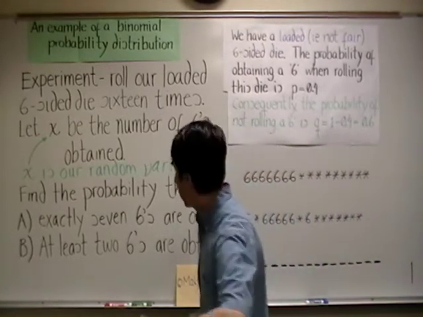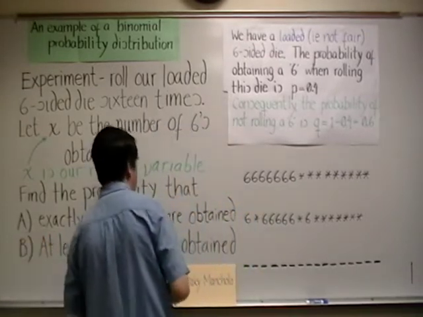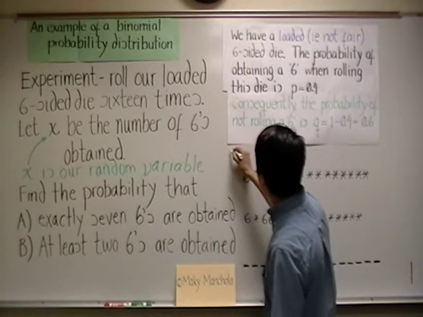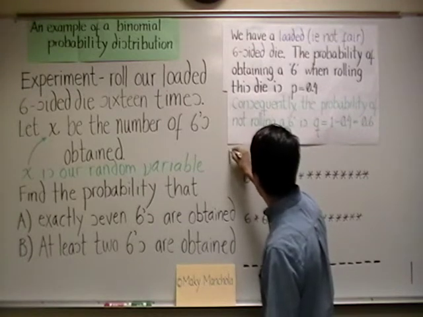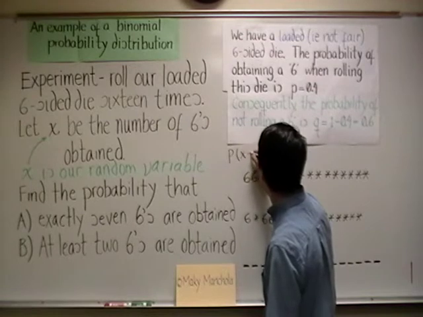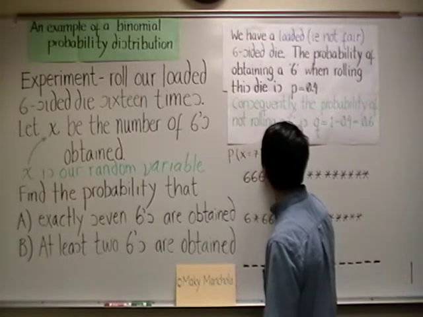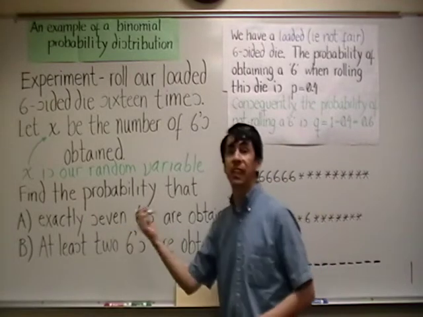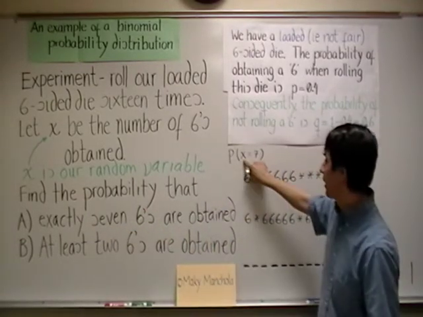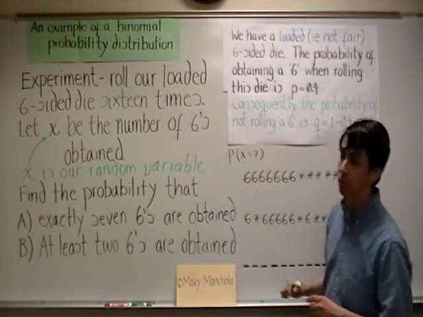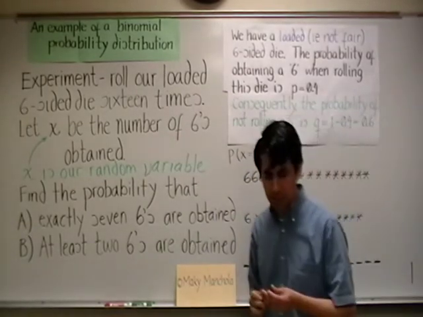Now, let's look at A. What is the question that's being asked in A? If you look at your random variable, you will see that the probability that we want is that of x equaling 7, the probability that exactly 7 6s are obtained. Since x is the number of 6s obtained, we're looking for the probability that x equals 7.